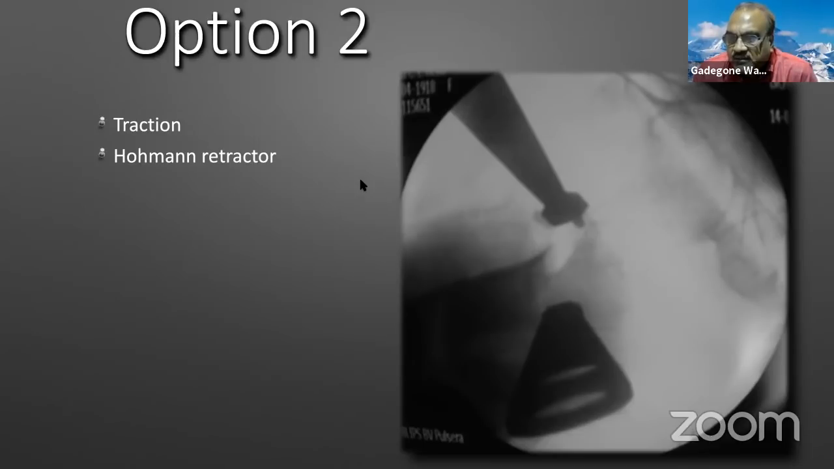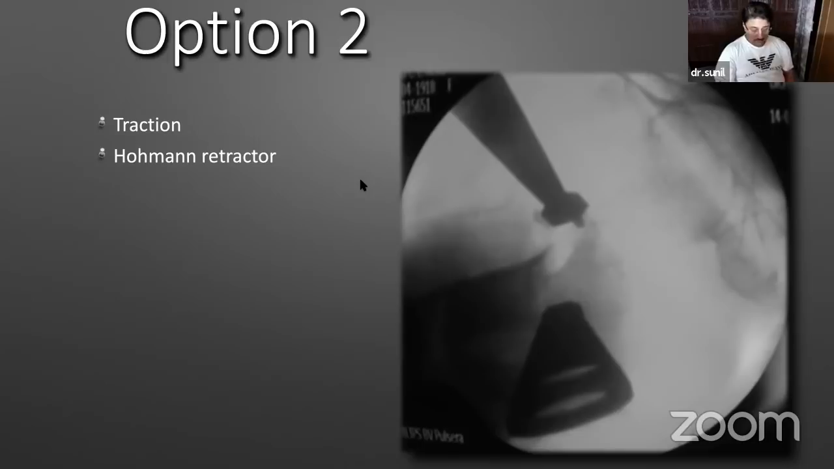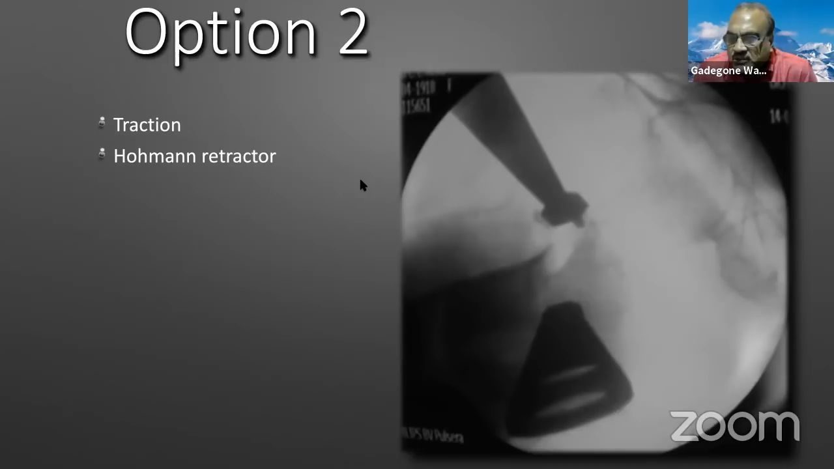May I interfere? Sure. Why is the direction not coming? It's not only the traction issue. Traction doesn't reduce the fracture. It's a rotational issue at the fracture site. So you lift the fracture, rotate it properly, and you get the alignment. It's very easy. Yeah, we try.